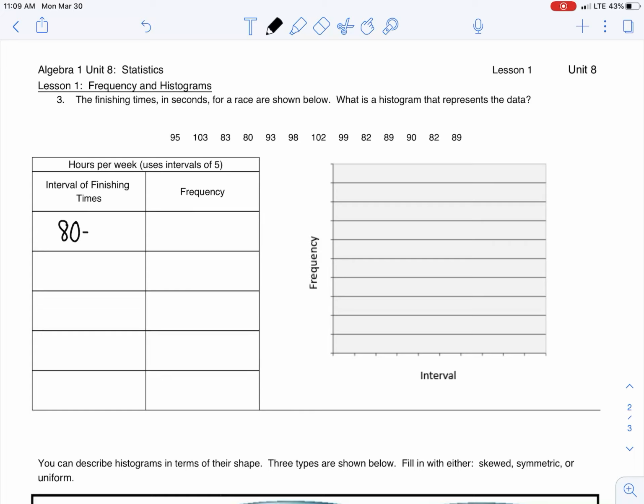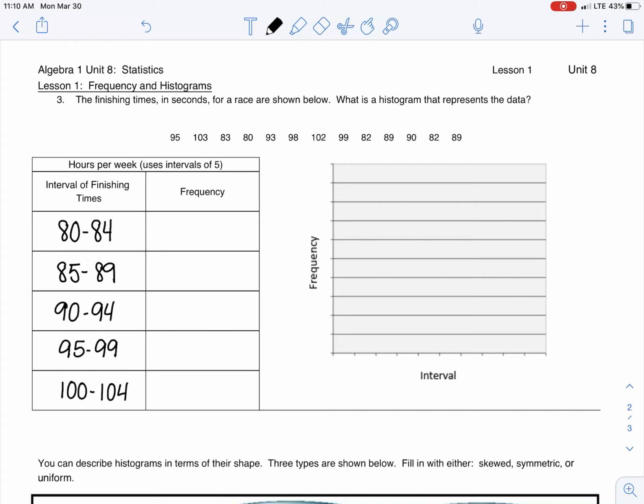So if you start at 80, you have 80, 81, 82, 83, and 84. That would be your interval of 5. So 80 to 84. Then we can go 85 to 89, 90 to 94, 95 to 99, and then we have 100 to 104 for our last interval.